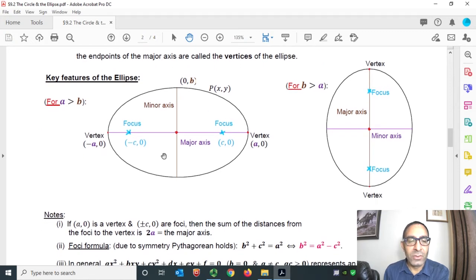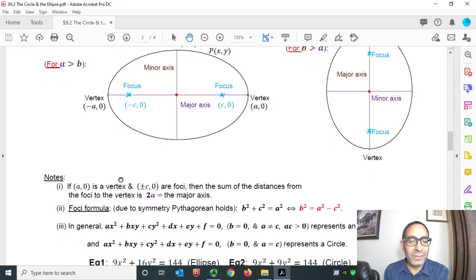So in the first diagram here, this is the longer axis, so this is the major axis. The endpoints of the major axis are the vertices, so (a, 0) and (minus a, 0) are the coordinates of the vertices, and the foci lie on the major axis, so the coordinates of the foci are (c, 0) and (minus c, 0), and this side is the shorter axis, which is the minor axis. In the next diagram, it's a vertical ellipse, so the major axis is this vertical axis, this horizontal axis is the minor axis, the foci lie on the major axis, and so on.